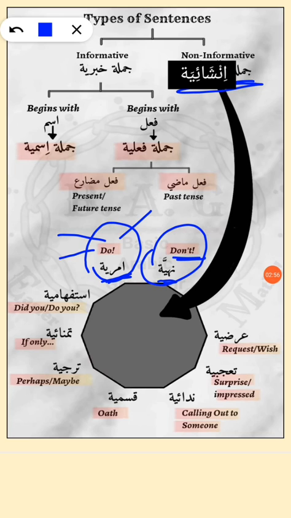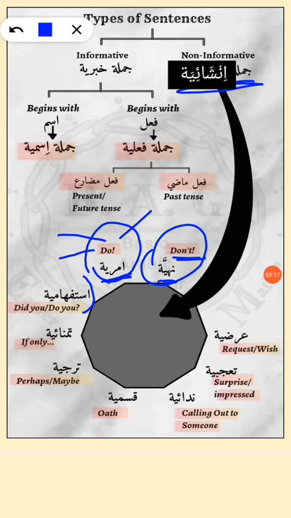Anyways, so istifhamia is our next category. It simply means questions. Did you see that? Have you read that book? Do you know, so on and so forth? All of these are various questions. Where is my book? So questions, istifhamia.